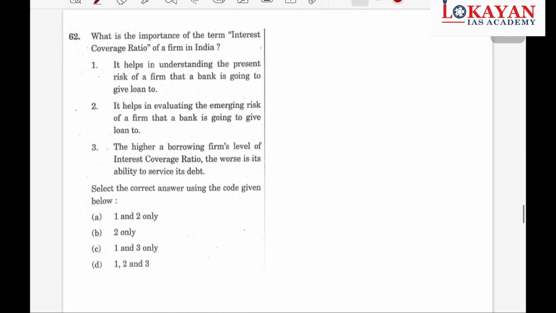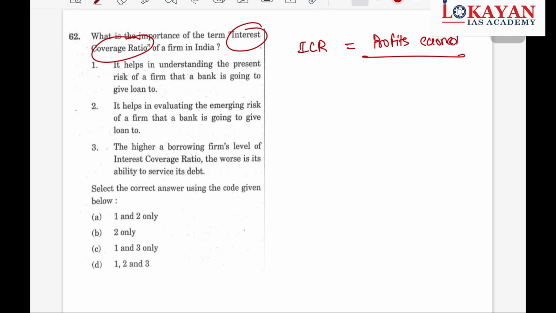Okay, so now the next question is regarding interest coverage ratio. Before solving the question, let's briefly understand interest coverage ratio. Interest coverage ratio, ICR, is nothing but the ratio of profits earned by a company to the interest payment they are required to pay on their loans. So this is the definition of interest coverage ratio.